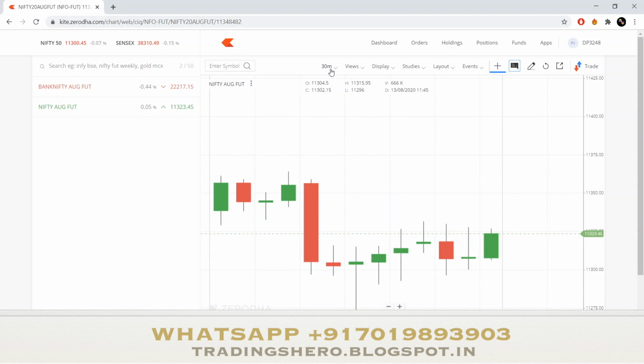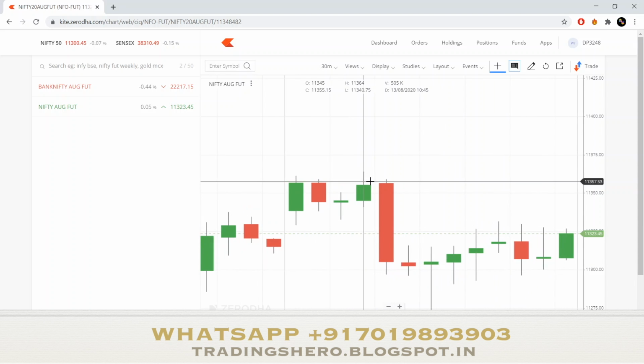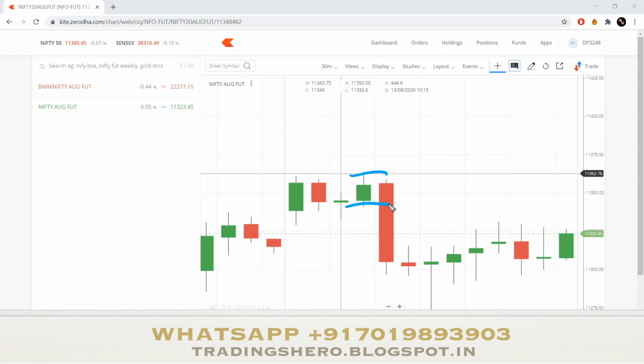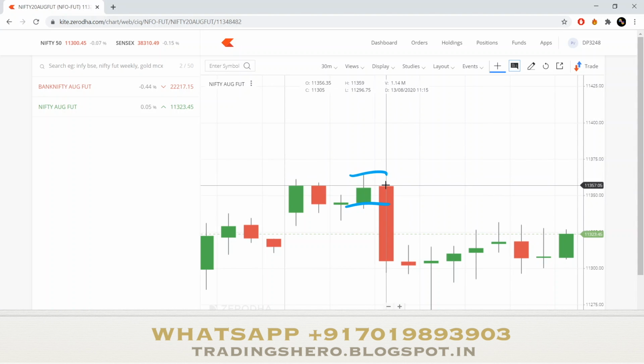Again, on the 30-minute candle chart, at 10:45 you will mark the high and low of the candle. This is the high and this is the low. Once the high breaks you will buy, or if the low breaks you will sell. The high is 11364 and the low is 11340.75. Here also you can keep a 1 point buffer for your entry, and as you can see, in the next candle the low got broken and the target is achieved.